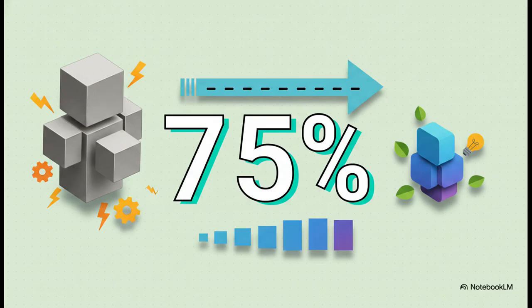Now, one of the biggest hurdles in deploying any AI model is its sheer size. They take up a ton of memory and processing power. But there's a crucial optimization technique called quantization, and it can reduce the model's memory requirements by up to 75%.